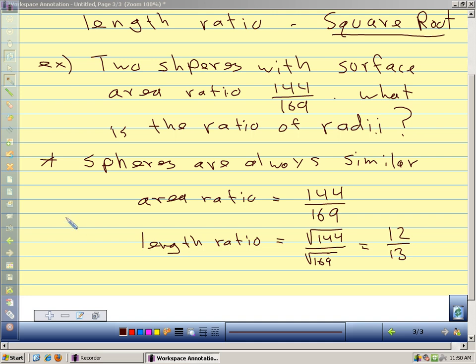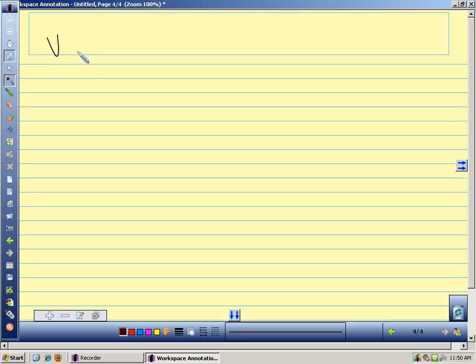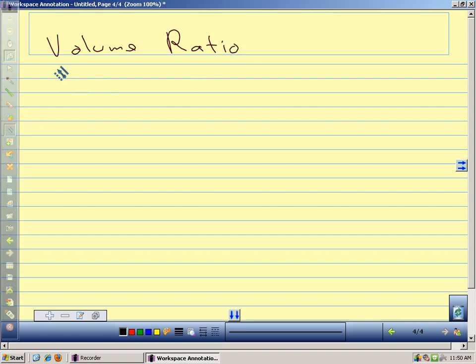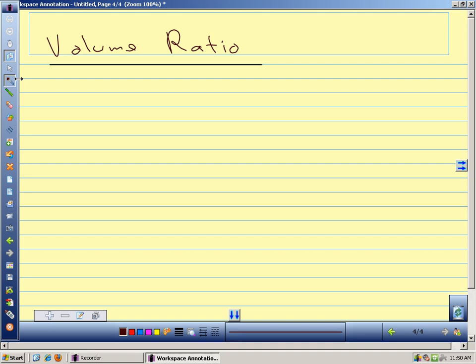All right, let's talk about the volume ratios. Based on what we know about volume, area, and length, what would you guess that we do to the length ratio to get the volume ratio? Anybody have a guess? Julian? Cube it. Perfect. Our units for volume are cubic units, cubic inches, cubic meters. So to go from a length to a volume, we cube.